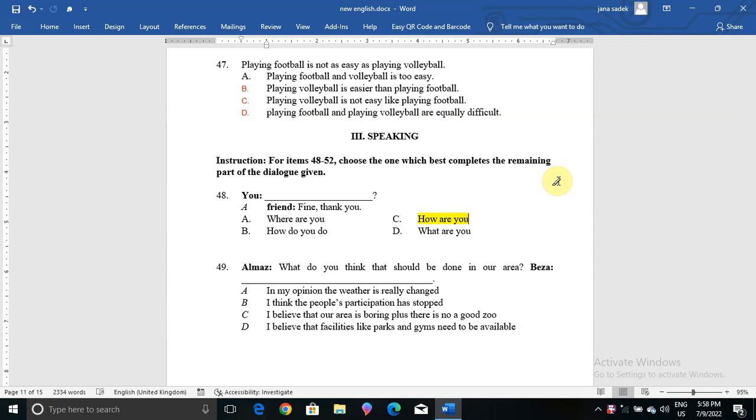Okay, now in choice D, what we have is, I believe that facilities like parks and gyms need to be available. So this thing should be done. It's a new idea and it should be done in our area. I believe that facilities like parks and gyms need to be available in our area. So the correct answer for question number 49 is choice D.